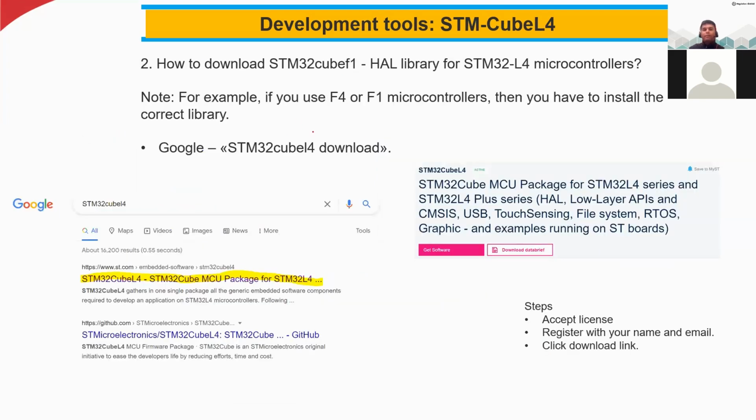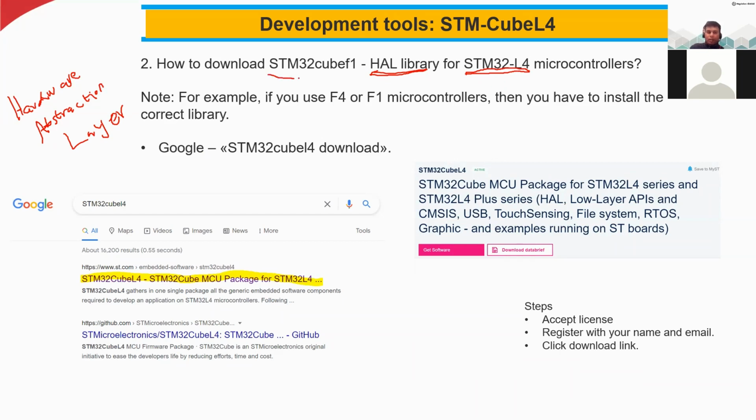And then the second one. You also have to download the HAL library for the corresponding STM32 microcontroller. You will use this L4 series microcontroller, so you have to download the corresponding HAL library. HAL means hardware abstraction layer. So you have to download the correct HAL library. Everything is available on the ST website. So you can download this one.